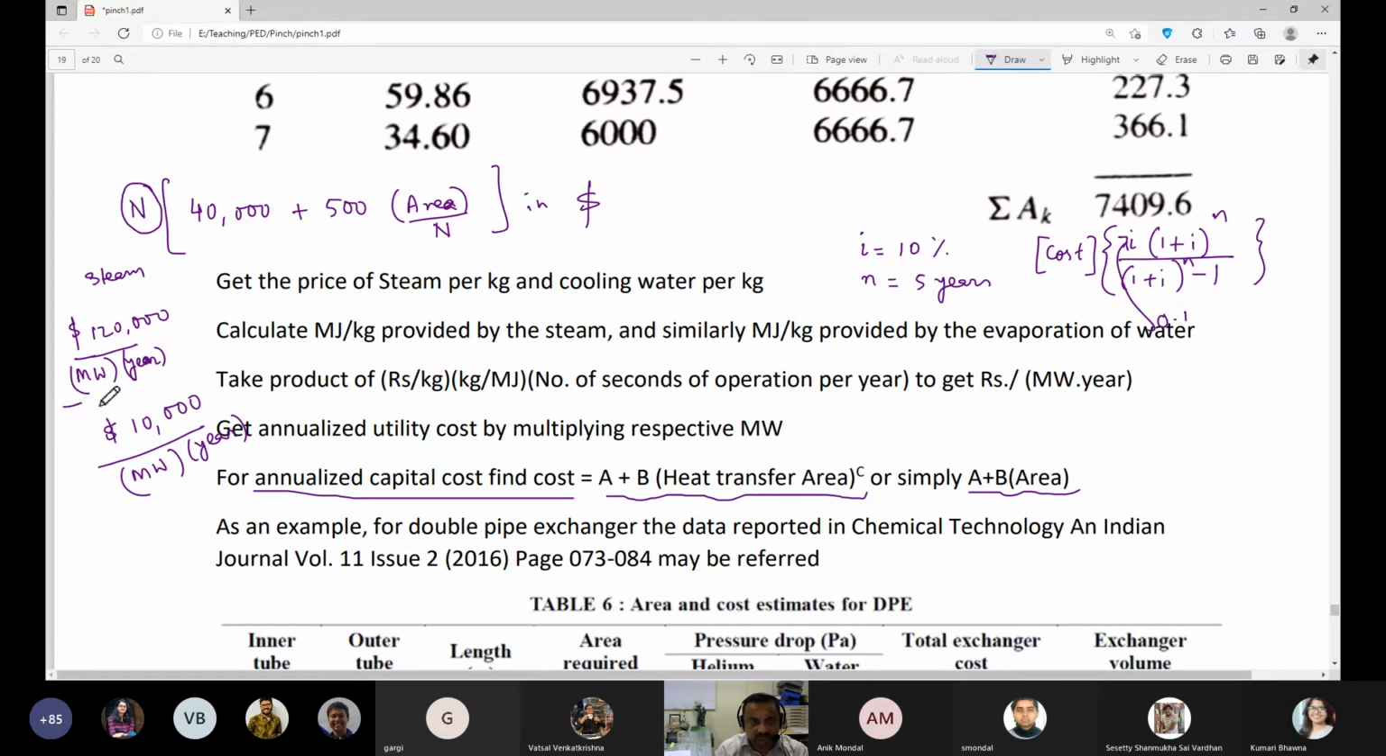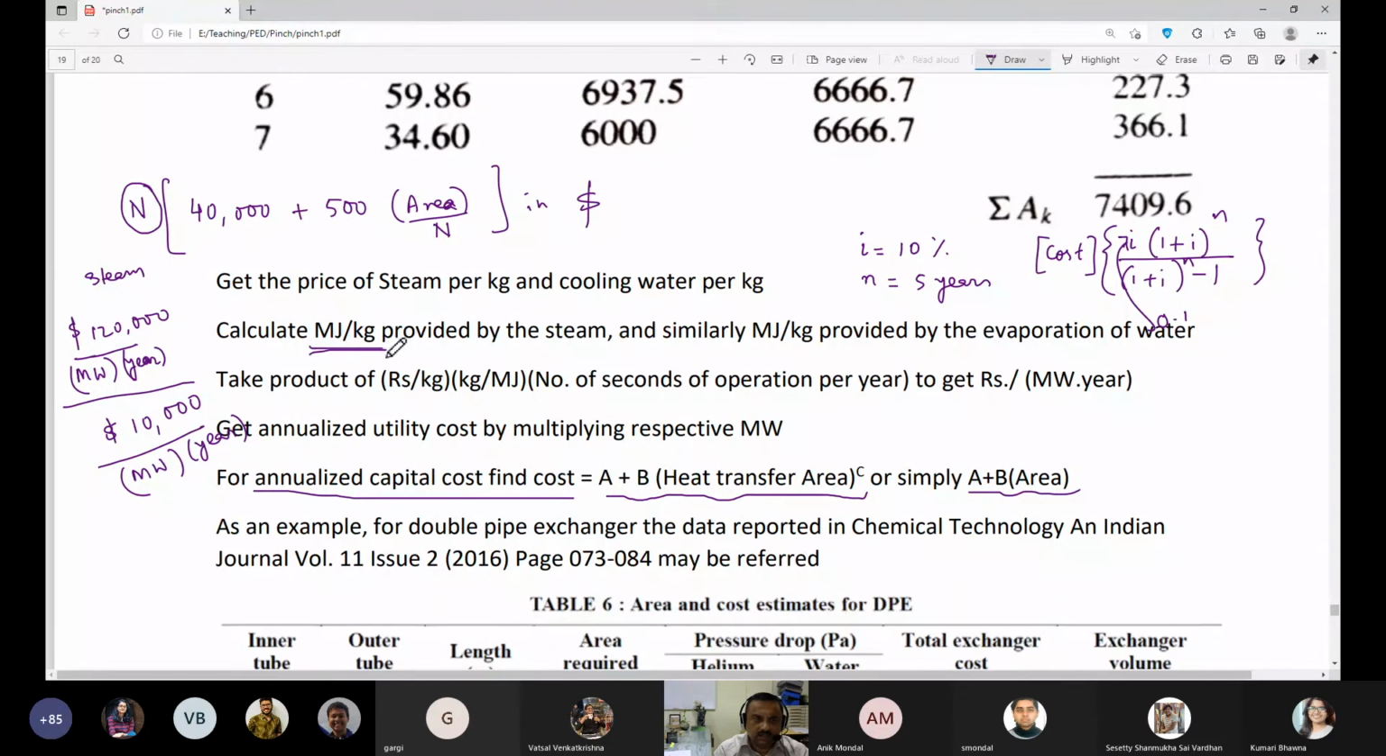Now obviously you need to find out what the Indian standard is, and for that you have to do a very systematic search. Maybe the place to start is to see how much rupees per kg the steam is sold at. It is probably 2 rupees per kg, or there are some numbers available, and you have to do a systematic survey and find out what is reliable. So get the price of steam per kg and the price of cooling water per kg. Then you have to calculate the MJ per kg.